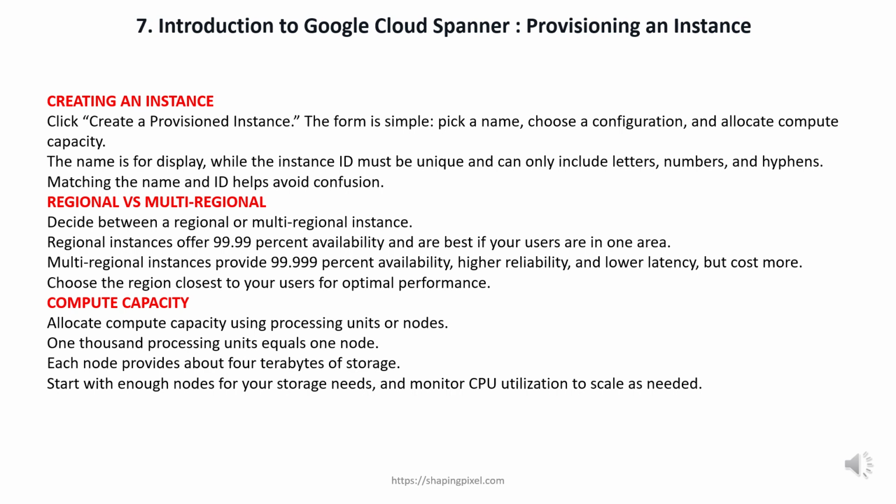Allocate compute capacity using processing units or nodes. 1,000 processing units equals one node. Each node provides about 4 terabytes of storage. Start with enough nodes for your storage needs and monitor CPU utilization to scale as needed.